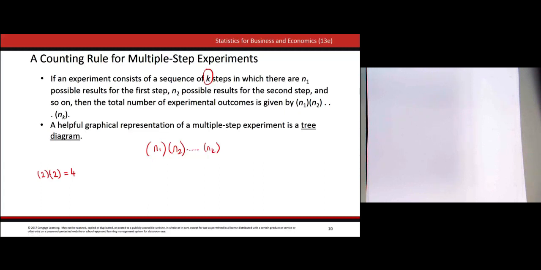To see this, we can also draw the tree diagram. The tree diagram helps us to see the outcomes for a multiple step experiment. It's the graphical representation of the multiple step experiment. So then we have 2 outcomes for the first, head, tail, and head, tail for the second.